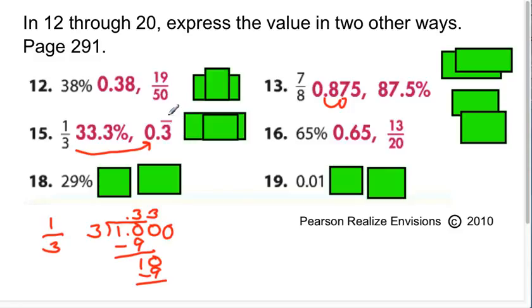Well, if you're going to turn this into a percent, you can do a number of things. You could either round it to a whole percent, or you can include a tenth of a percent. And that's how they came up with that.